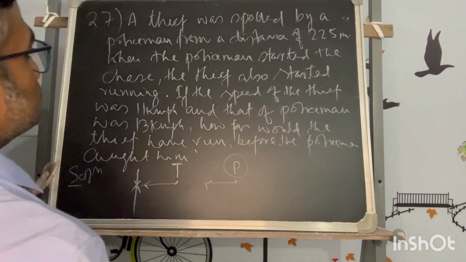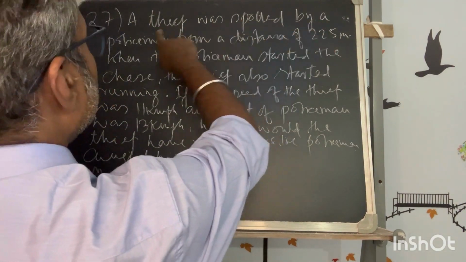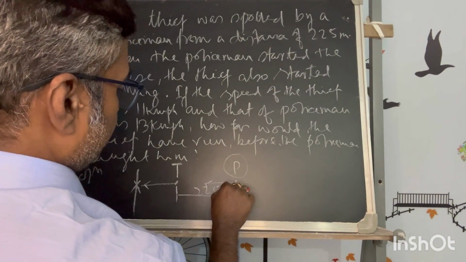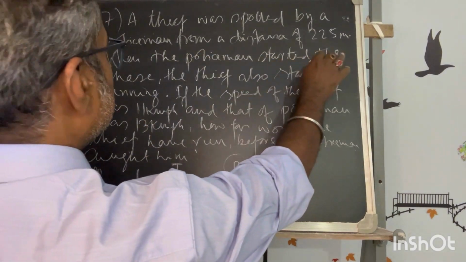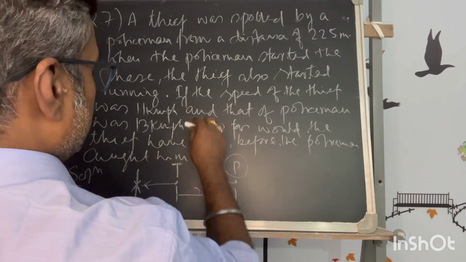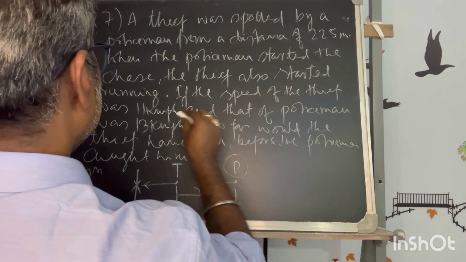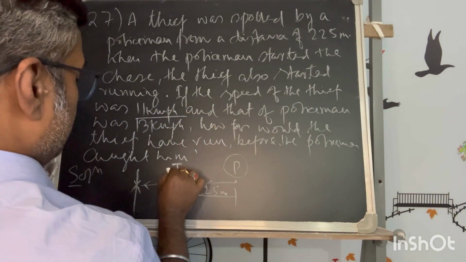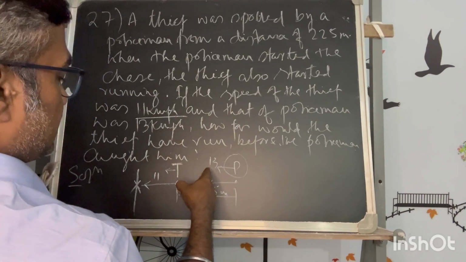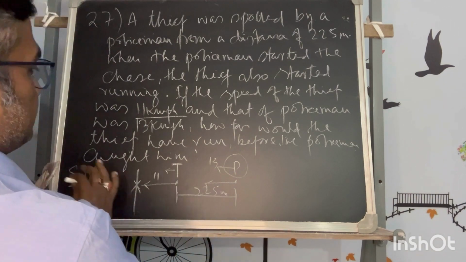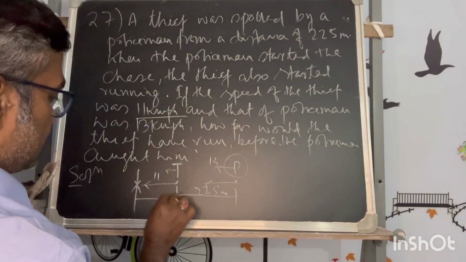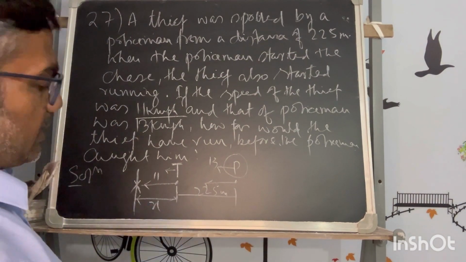This is the fact. So now a thief was spotted by a policeman from a distance of 225 meter. So the initial distance was 225 meter. When the policeman started the chase, the thief also started moving. The speed of the thief was 11 kmph and the policeman is moving with 13. So his speed is obviously higher, so he will catch him after some time. How far would the thief have run before? This distance, let's say x, is to be calculated.